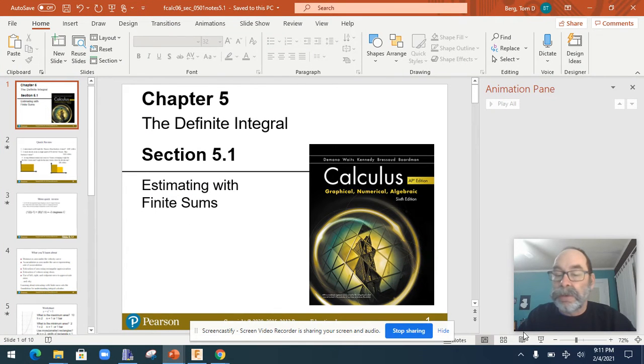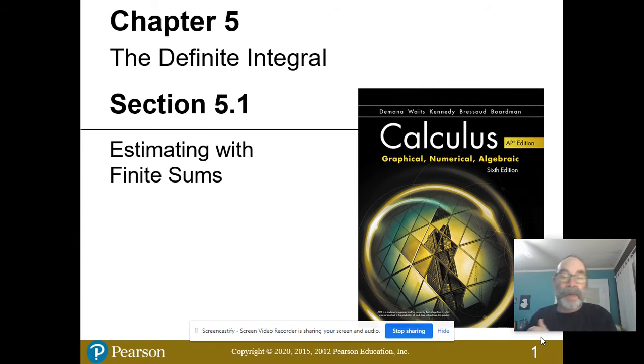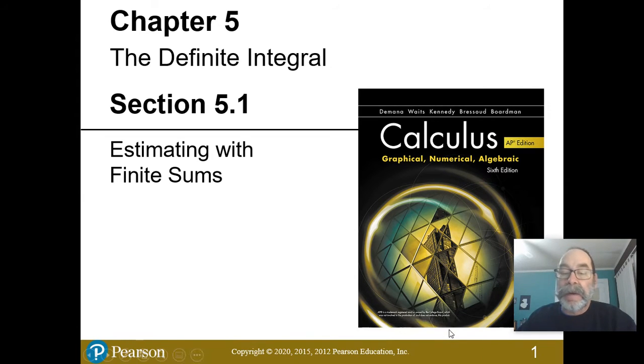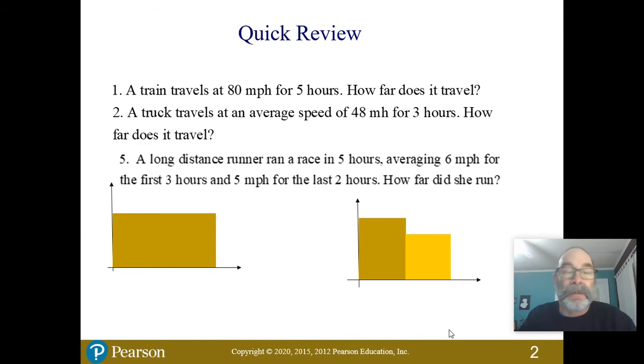Hi, Calc students. Let's do some notes on section 5.1, estimating with finite sums. So we'll do a little review first, then we'll get into it. Okay, so let me click this out of there. There we go. So first, quick review.